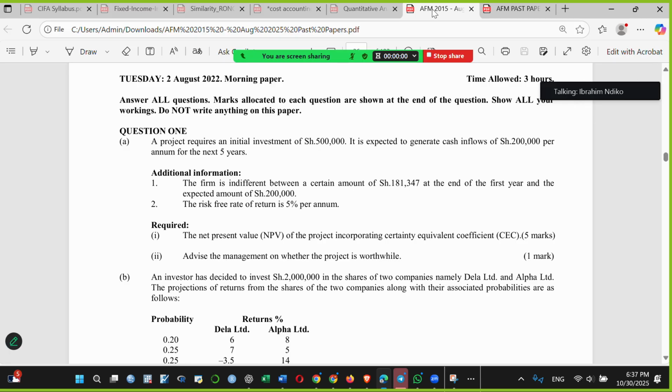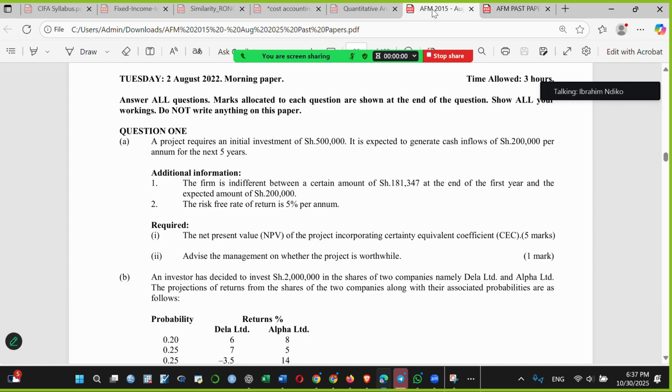What do you see about that one? Let's do it. So we have a project there, and we are supposed to compute the net present value of the project incorporating what? The certainty equivalent. Meaning we need to have the certainty equivalent. Is that correct? Yes. So what will be our certainty equivalent?